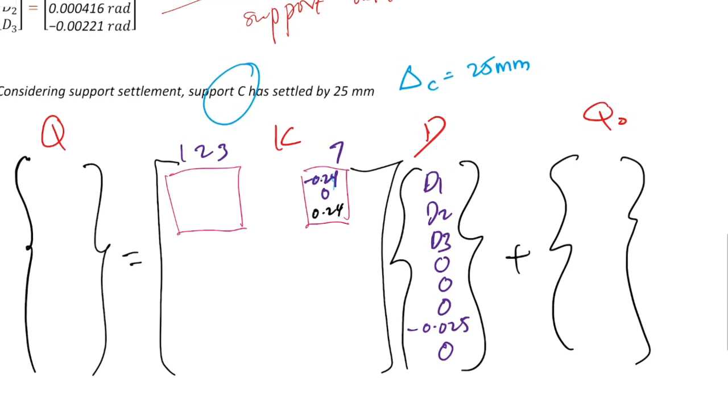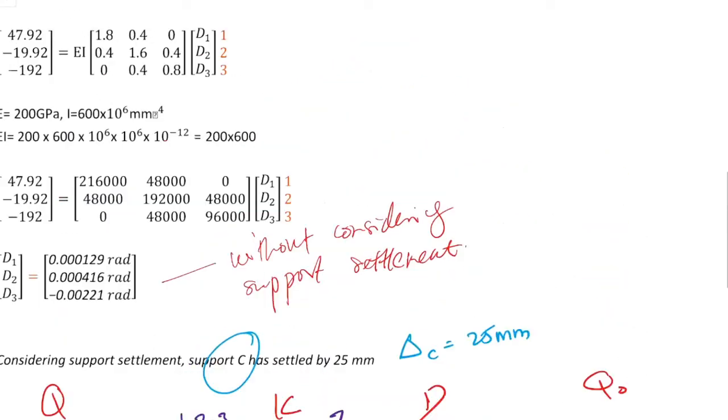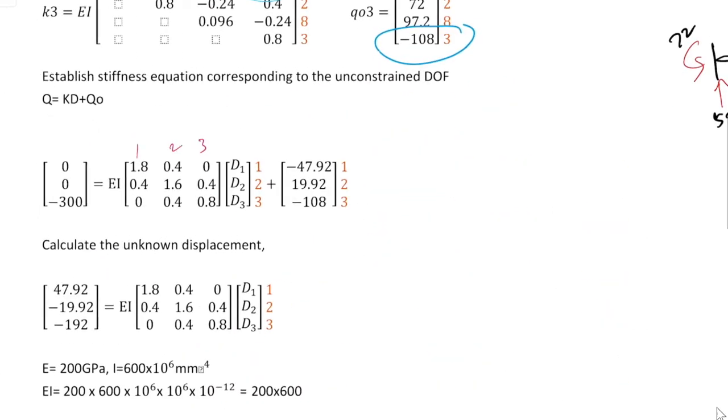Alright, so the process is like this. We will just add additional values for considering the support settlement. We will use the same equation that we have established previously.